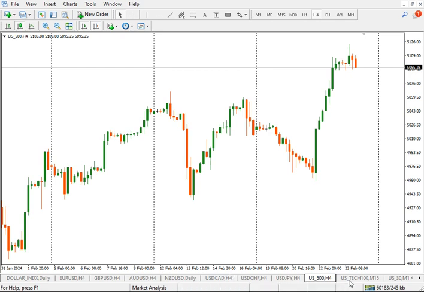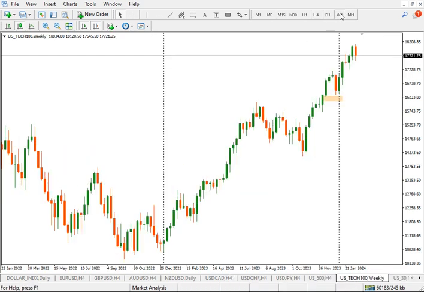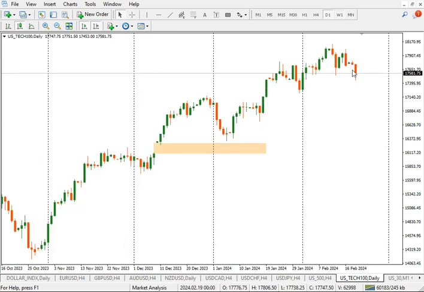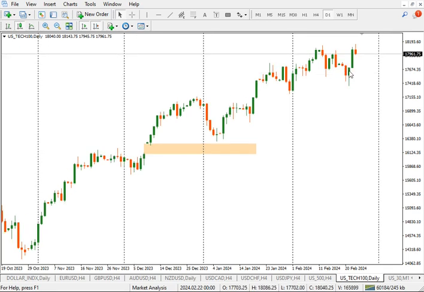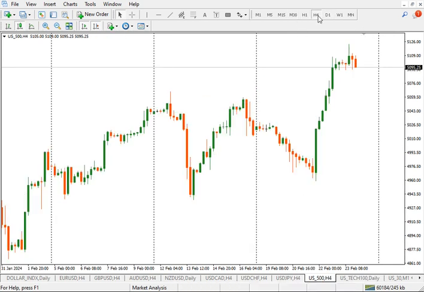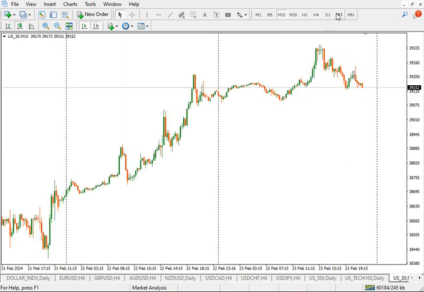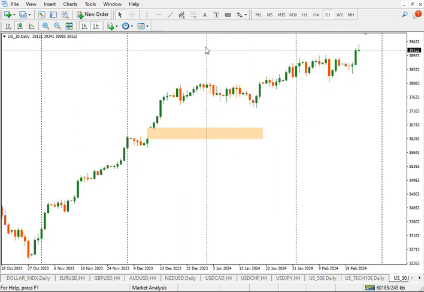So we are still bullish across all the indices. Monday, Tuesday, Wednesday created a low in this case, and then it rallied higher. On SP500, same thing. Wednesday created the low and then rallied higher. US 30 also created the low on Wednesday and rallied higher. So SP500, Nasdaq 100, and US 30, that's the Dow Jones Industrial Average 30. They're all bullish.